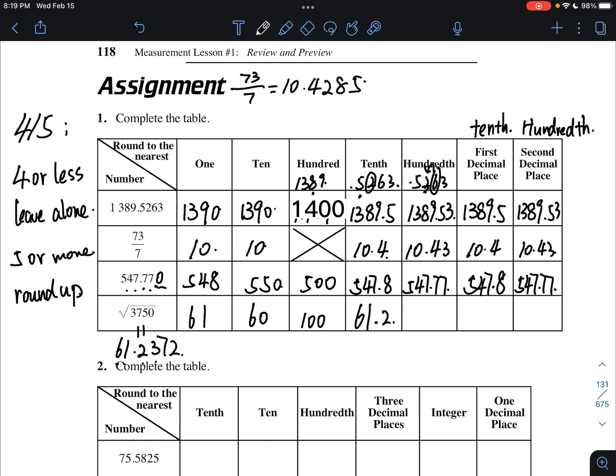So it's 61.2. And for the hundredths, we need to look at 7. 7 is 5 or more, so we round up, it's 61.24. And then the rest are 61.2 and 61.24. Okay.